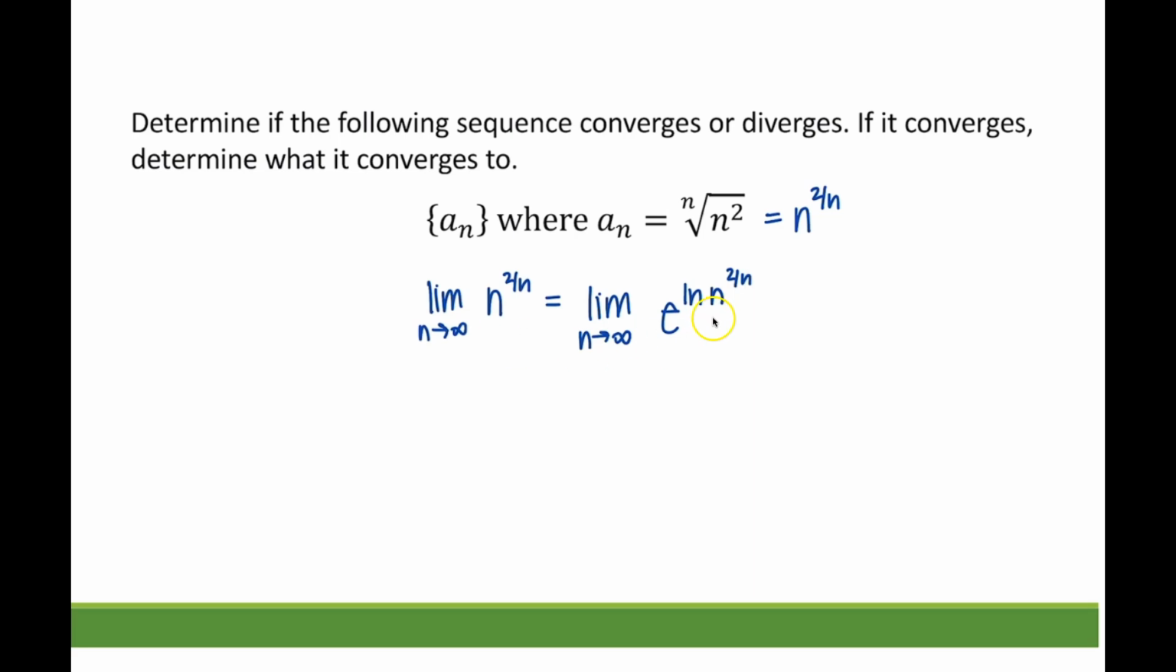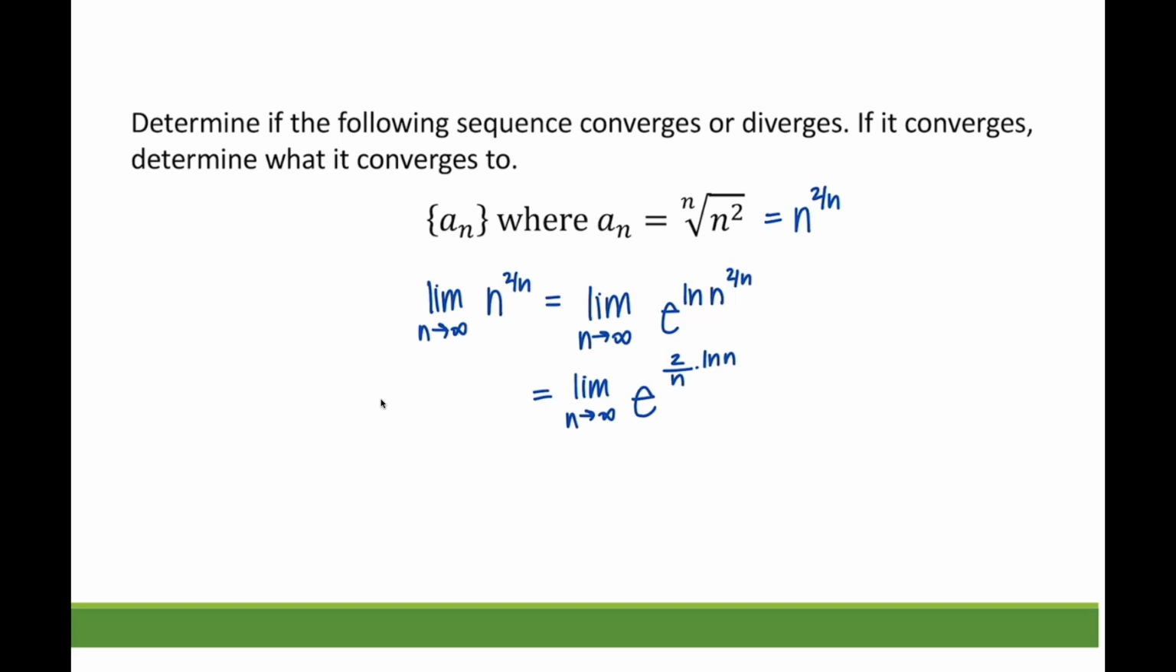So what did we just do? We rewrote this in a clever way so that we could involve logarithms. So remember that e and natural log cancel, so these two are equivalent. But now what we can do is bring 2 over n to the front of the log right here. So we have the limit as n approaches infinity of e to the 2 over n times natural log n.